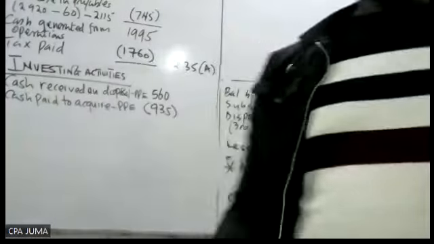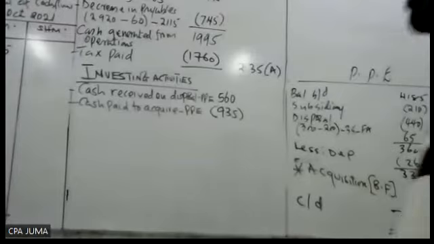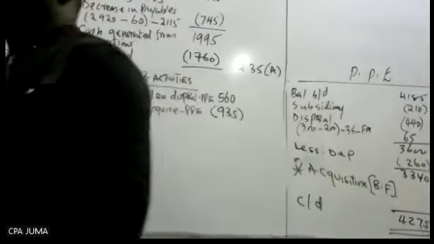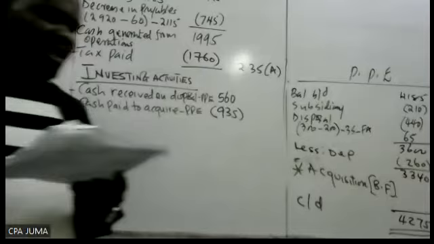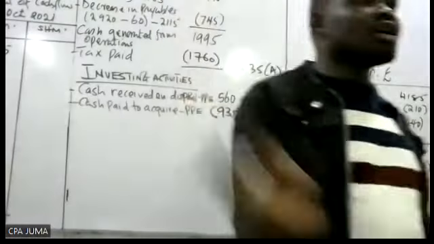It doesn't come out there. Goodwill, we finished with it through impairment, right? Ignore. Go to the next. Intangible assets, we finished with them through impairment. Out.